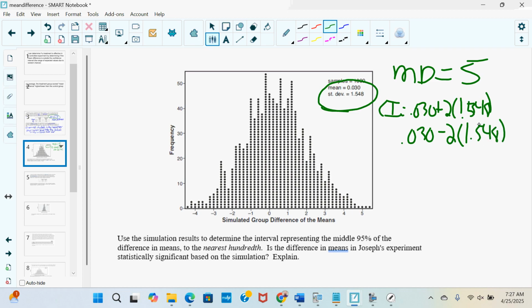Wow, that came out really sloppy there. That's too sloppy for me, and I'm pretty bad. 2 times 1.548. Better.